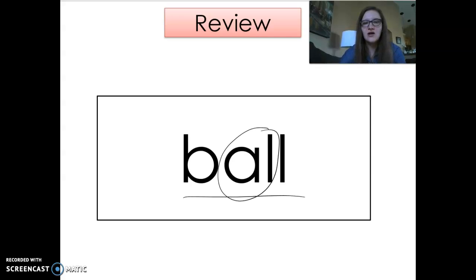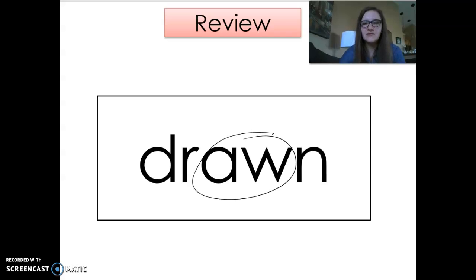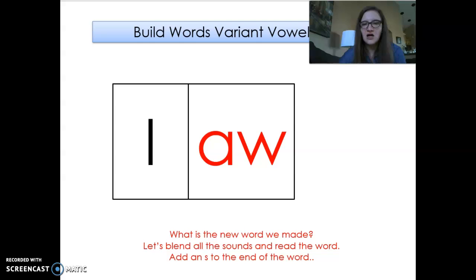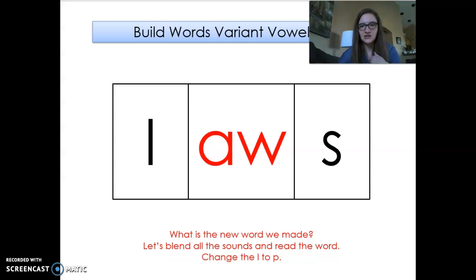AL work together to say ah. The word is ball. AW say ah. The word is drawn. Okay, look at the sounds here. The word is lawn. What happens if we remove the N? What would the new word be? Law. Add an S to the end of the word. The word is laws. Change the L to a P.